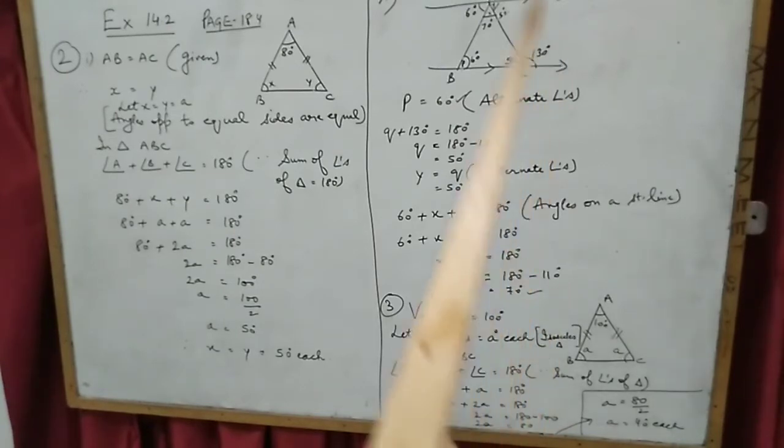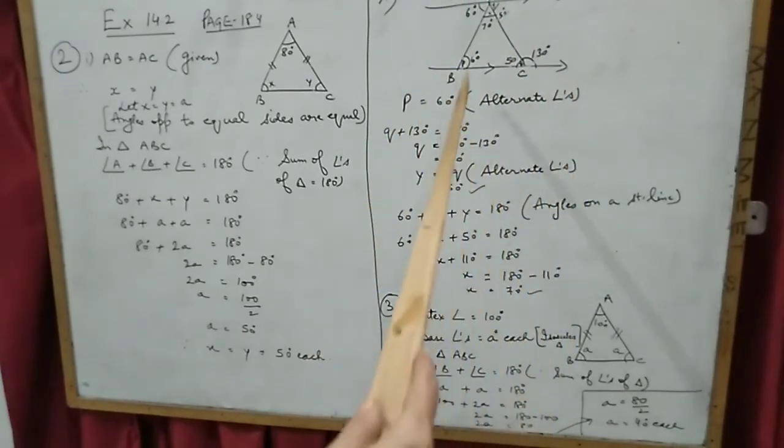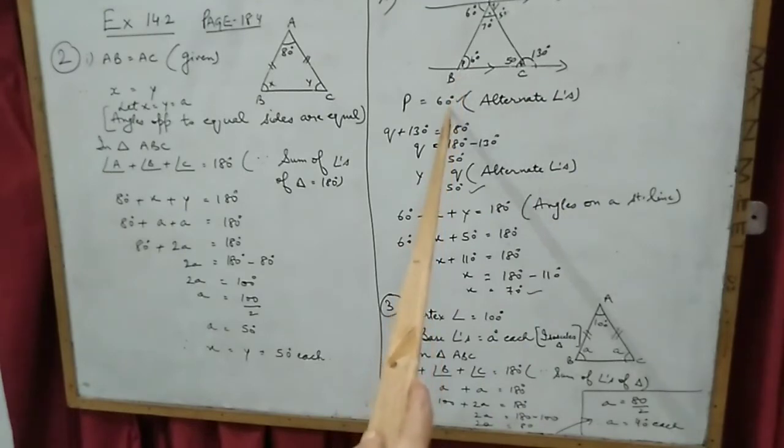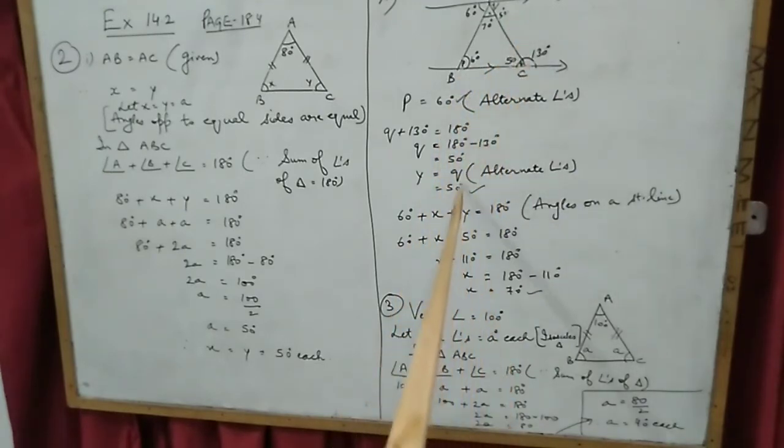Now children, see here we have to find the three unknown angles. One is P, we got 60 degrees, one is Y, we got 50 degrees, one is X, that we got 70 degrees. Fine children, now coming to your next question, the third one.